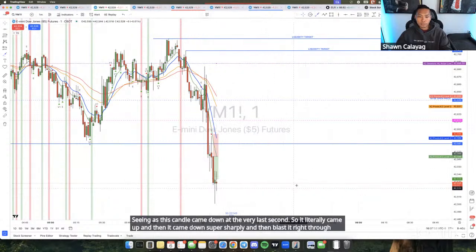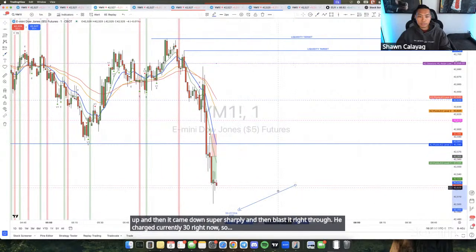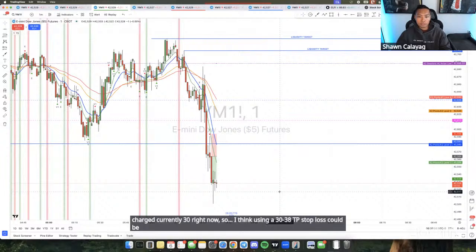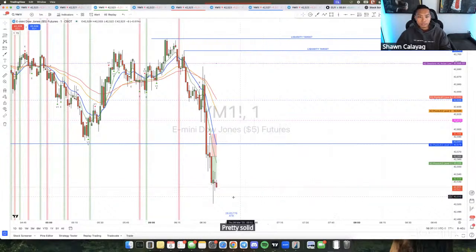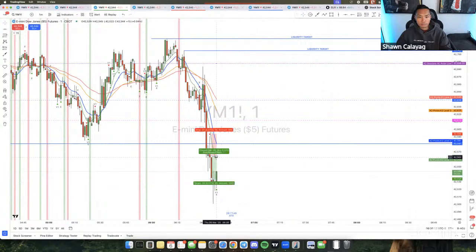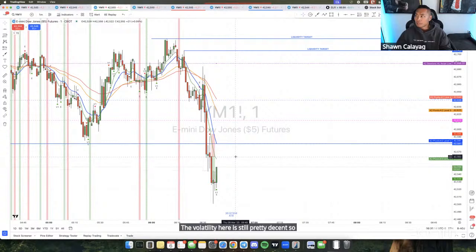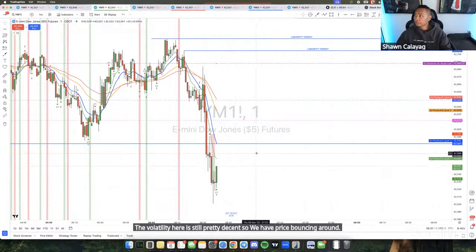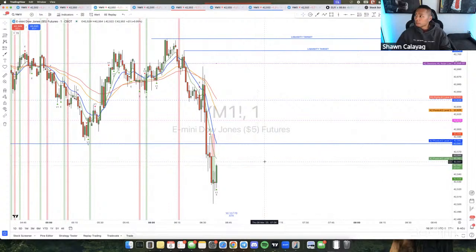The E-term is currently 30 right now. So I think using a 30, 38 TP stop loss could be pretty solid. If it gets any lower, then obviously drop it down to a 20. The volatility here is still pretty decent. So we've got price bouncing around. Yeah, Samson took the breakout and retest sell.